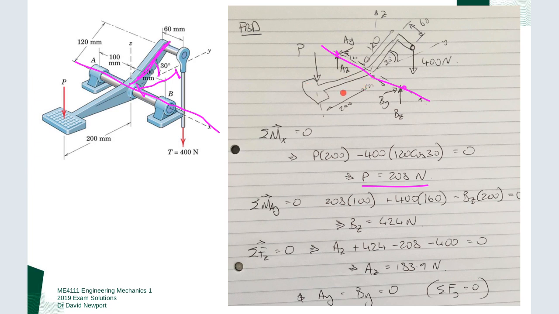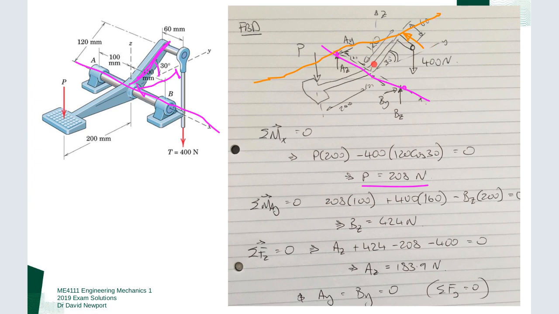So now that I have P, what I can do is use another moment equation and target one of the other unknown forces, sets of forces. So again, if I move my axis now to a y-axis going through point A. Okay, so I've shifted my y-axis out that way, and I'm taking moments about that axis.